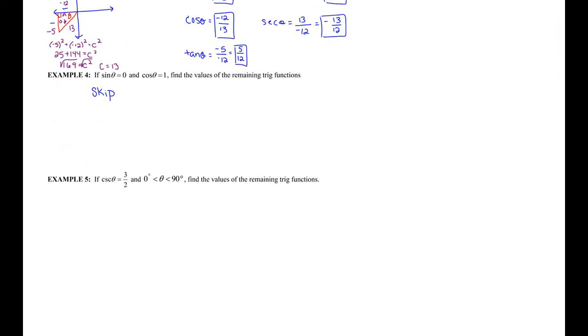For example number 5, we are given that cosecant of theta is equal to 3 over 2. Because cosecant is positive, and because it's the reciprocal of sine, we know that it is positive in quadrant 1 and quadrant 2. We also know that the only quadrant that appears between 0 degrees and 90 degrees is quadrant number 1. Which means you are drawing your reference triangle in quadrant number 1.